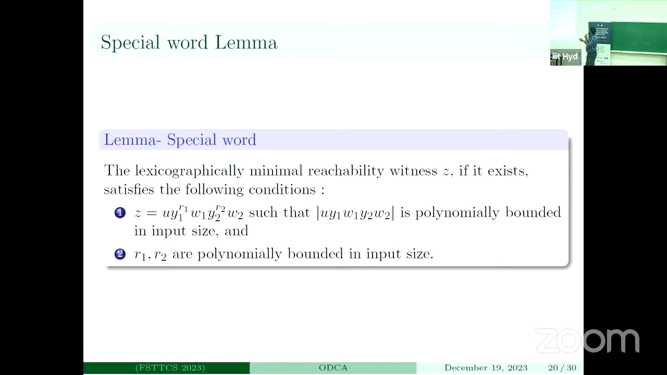What the special word lemma says is that the lexicographically minimal reachability witness has a special form. It is of the form U y1 raised to R1 W1 y2 raised to R2 W2, such that U y1 W1 y2 W2 is polybounded, and R1 and R2 are also polybounded. For one-counter automata, this was easy to show. You just had to pump out some portion and then repeatedly pump some portion in to get a canonical form. But now, since we are dealing with vectors, this is intrinsically more difficult to do.